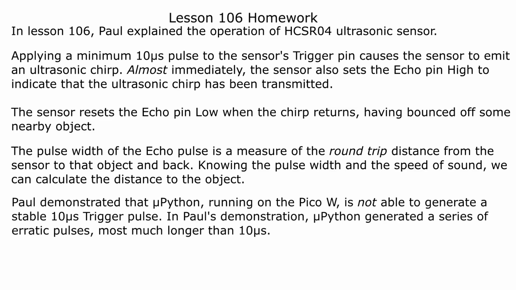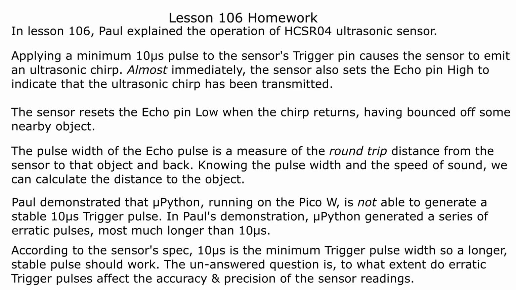Paul demonstrated that µPython running on the Pico W is not able to generate a stable 10 microsecond trigger pulse. In Paul's demonstration, µPython generated a series of erratic pulses, most much longer than 10 microseconds. According to the sensor spec, 10 microseconds is the minimum trigger pulse width, so a longer, stable pulse should work. The unanswered question is, to what extent do erratic trigger pulses affect the accuracy and precision of the sensor readings?